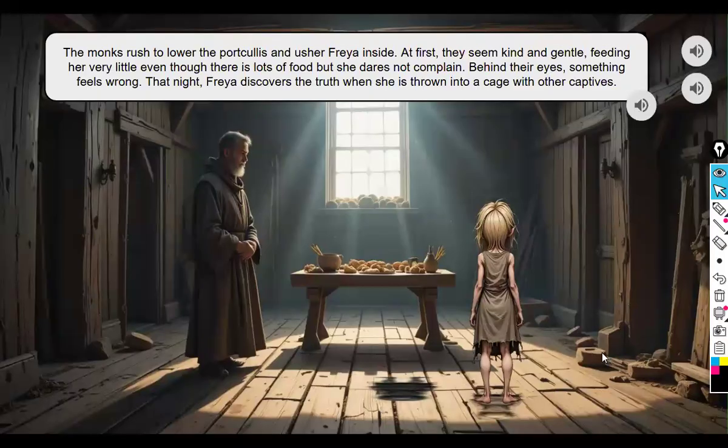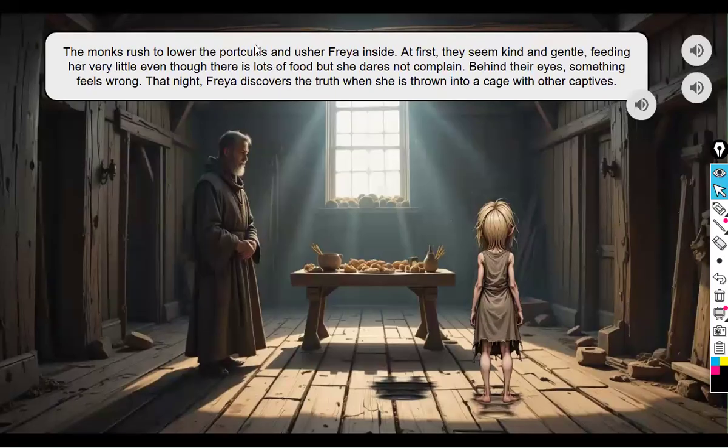The monks rush to lower the portcullis and usher Freya inside. At first, they seem kind and gentle, feeding her very little even though there is lots of food, but she dares not complain. Behind their eyes, something feels wrong. That night, Freya discovers the truth when she is thrown into a cage with other captives.